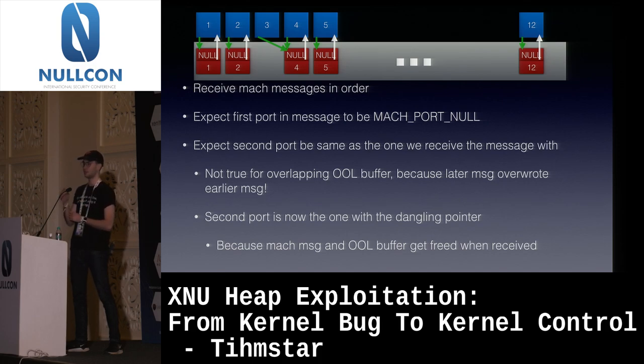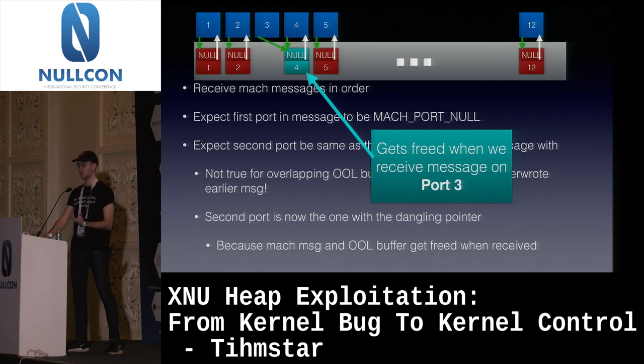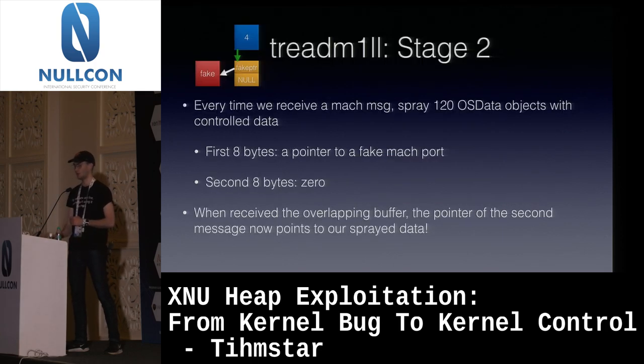So if we receive on port 3, we will get back handle 4, and since they get freed when we receive them, handle 4 will now have a dangling pointer pointing to something that's freed. So the next stage of this is, every time we receive a message, potentially this could be our target message, the one where the bug triggered.